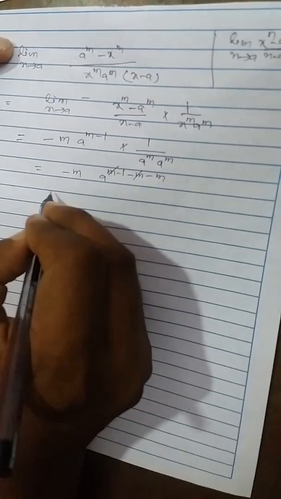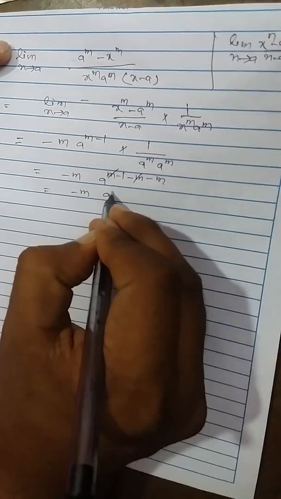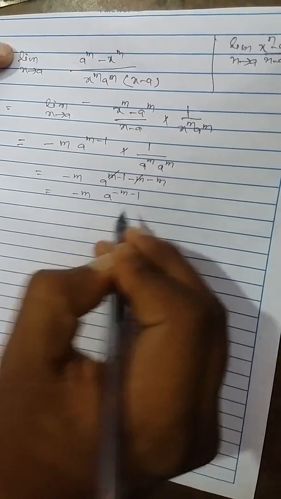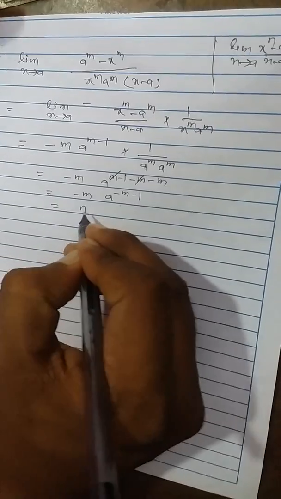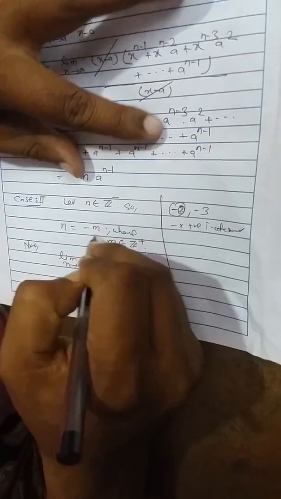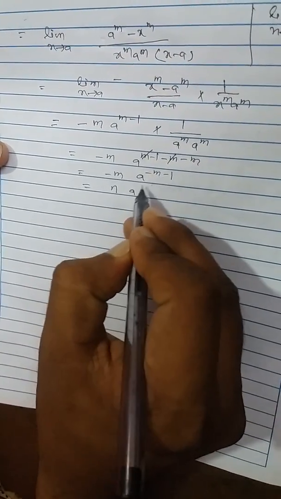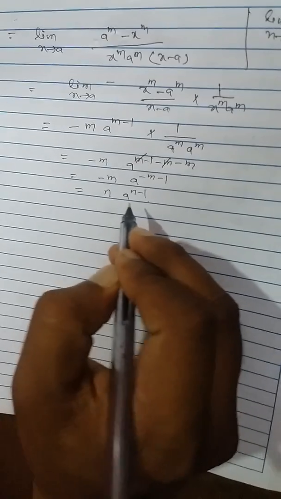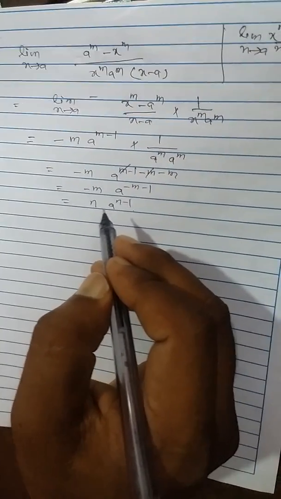M and m cancel, so you are left with minus m into a to the power minus m minus 1. And as you know, what is minus m? Minus m is n, because here you have substituted n equal to minus m, so minus m can be replaced by n, and a to the power minus m minus 1 is a to the power n minus 1. This is the RHS. So we have proved the theorem in two cases.